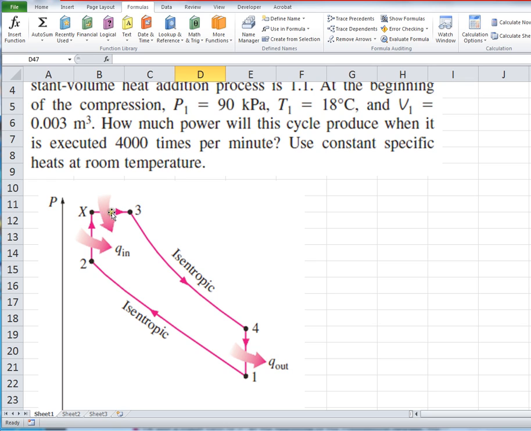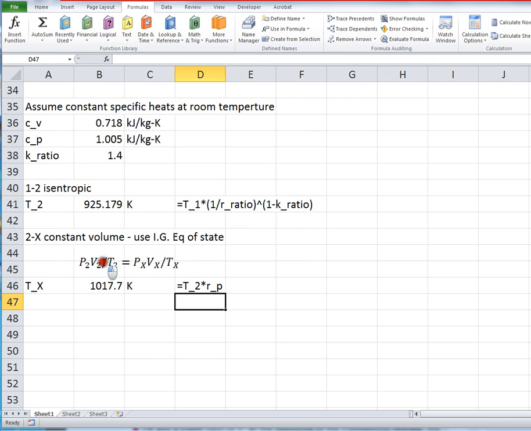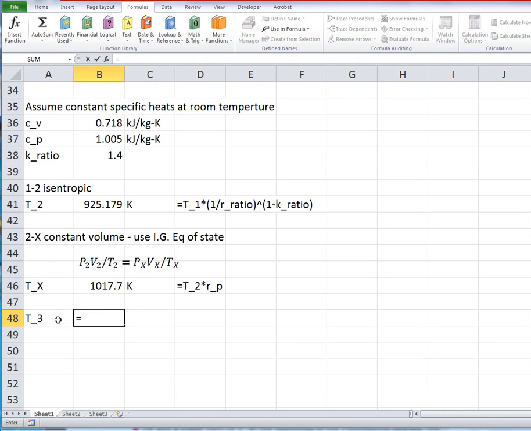Well, that's a constant pressure process, and we know the volume ratio. We know the cutoff ratio, RC over Rx. So again, referring to this same equation of state, just imagine that we've got X and 3 here instead. But in this case, the pressures are the same, and the volume ratio is known. So in a very similar way here, we can calculate T3 from Tx and the cutoff ratio.